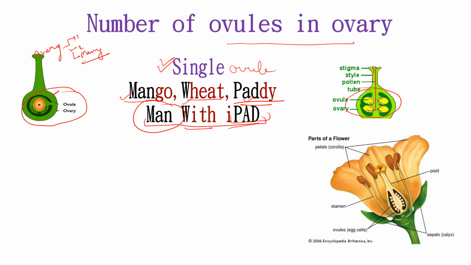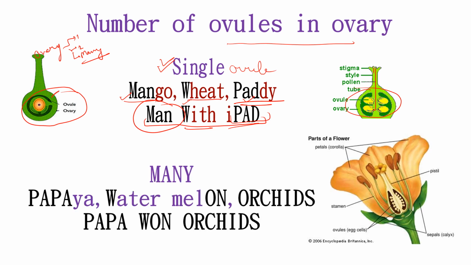A very simple trick to remember the single ovule in one ovary. While for many ovules in one ovary, the examples are papaya, watermelon, and orchids. So the trick is "papa, vaughan, orchid". From papa it's papaya, from vaughan it's watermelon, and from orchids it's orchids. So both tricks are very simple to remember the number of ovules in an ovary.